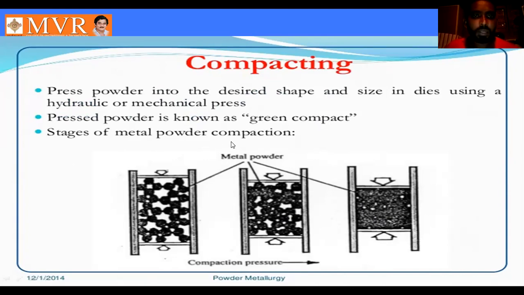The stages of metal powder compaction are steps. In the first step, we insert the metal powder into the die. In the second step, we compress, pressing on the metal powder. There are gaps between the powder particles, and as we press the gaps reduce. In the final third stage, high pressure is used, and automatically the metal powder becomes stronger.